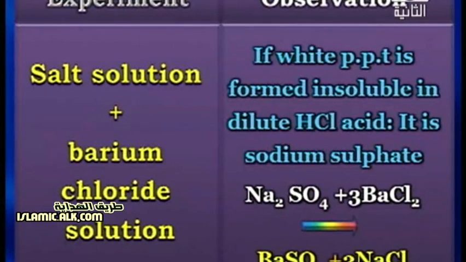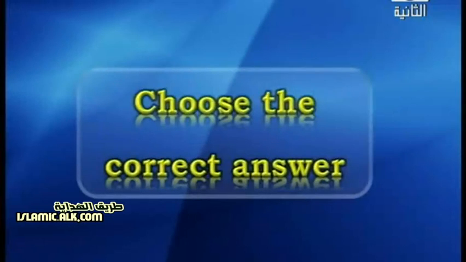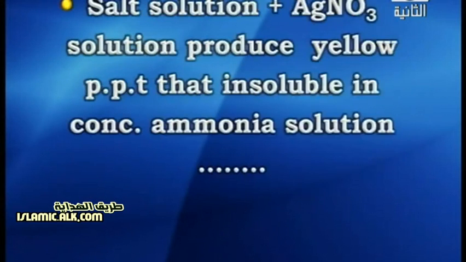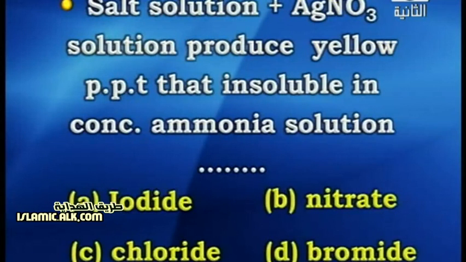Now we are going to discuss some questions, my dear student. The first type of question is choose the correct answer. Salt solution plus silver nitrate solution produces a yellow precipitate that is insoluble in concentrated ammonia solution. Is it iodide salt, nitrate salt, chloride salt, or bromide salt? If you think about it, my dear student, yes, it will be iodide salt.